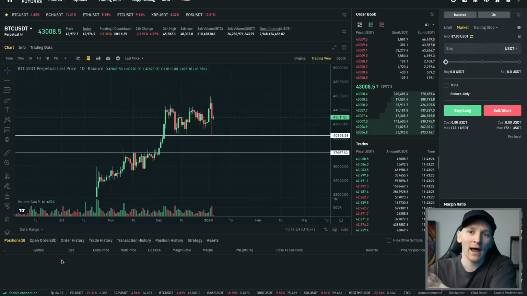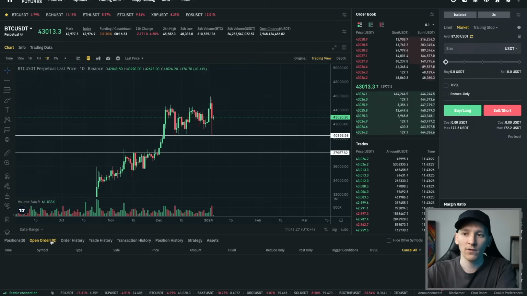And so we can't have that order there anymore, and so it cancels out as well. So you don't have to worry about canceling that out separately. If you sell short, then everything is reversed.